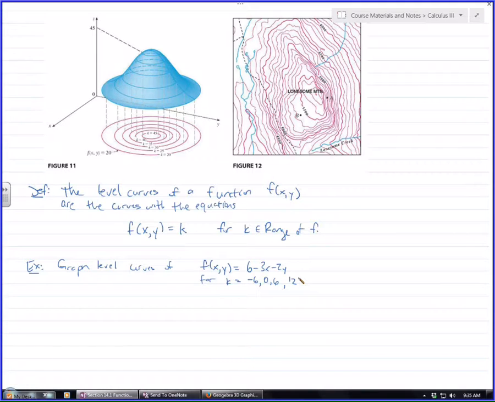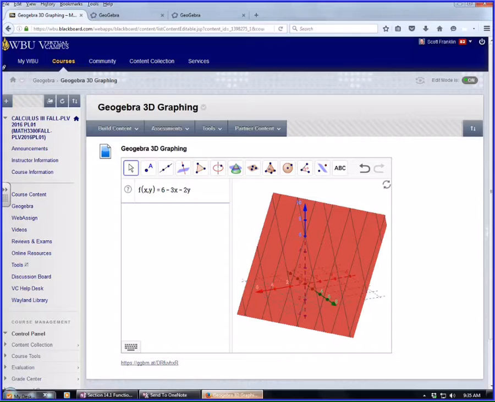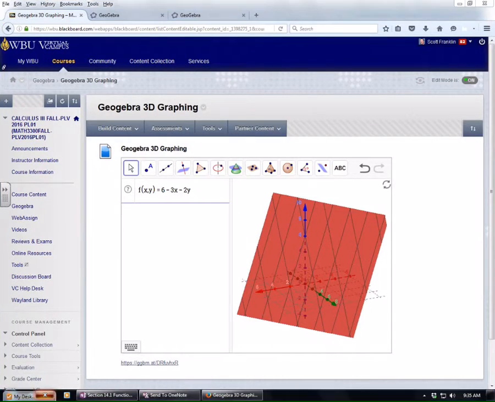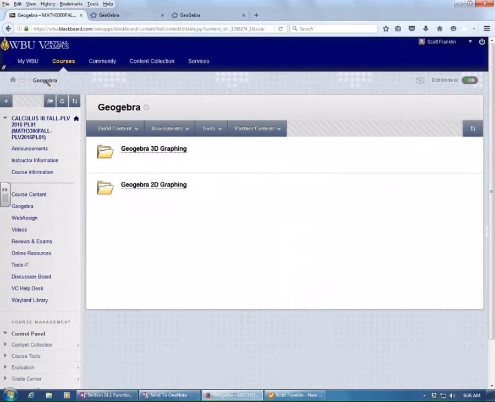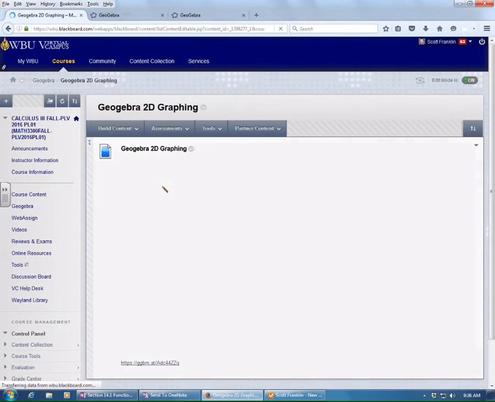So actually what I'm going to do is I'm going to release your computers again. I'm going to go back to GeoGebra, but this time I'm going to do the 2D graphing. So go back to GeoGebra. Hopefully it won't take as long to load this time, but I'll do GeoGebra 2D graphing.